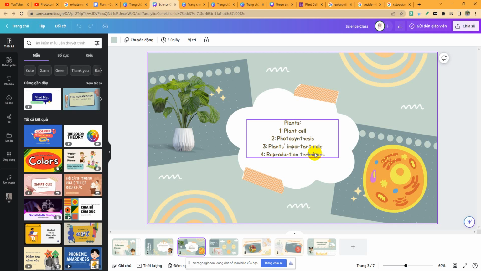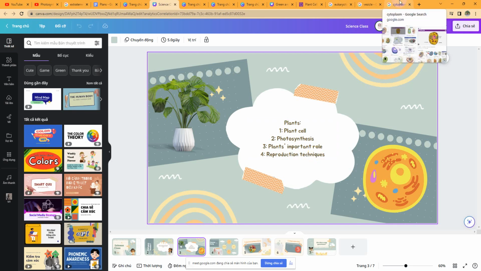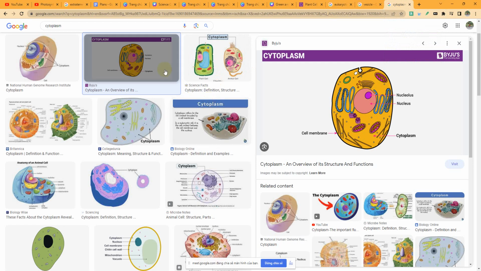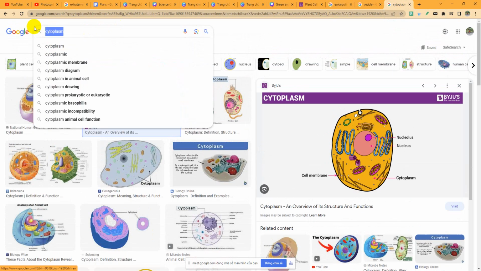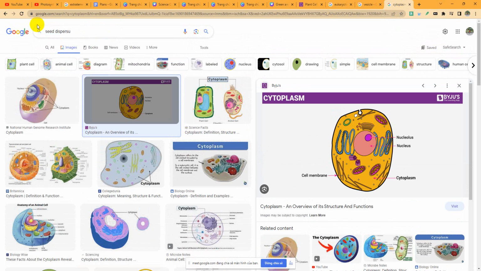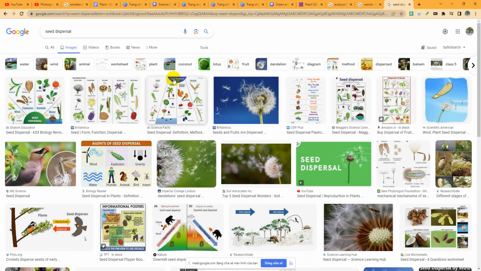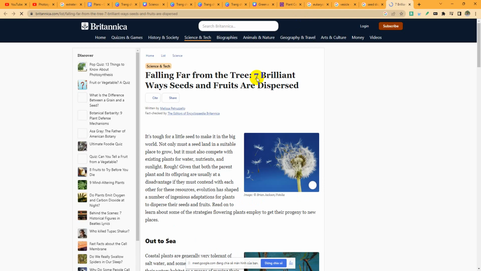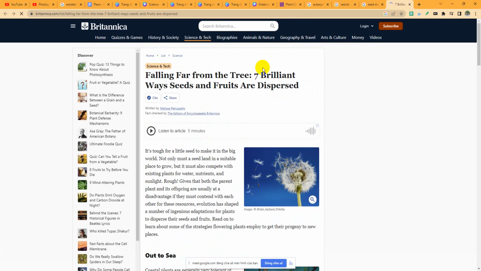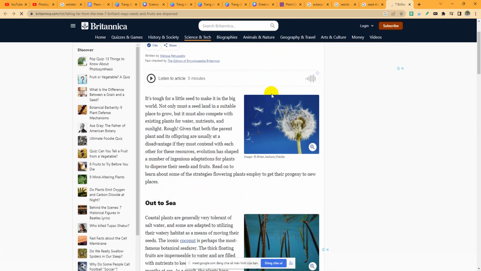And then we also have another reproduction technique of the plant, which is seed dispersal. I would definitely show you guys some pictures of this, because it's kind of hard and difficult to imagine this. I'm just merely talking to you guys about this without showing you any pictures. So seed dispersal, there you go. Seven brilliant ways that seeds and fruits are dispersed.